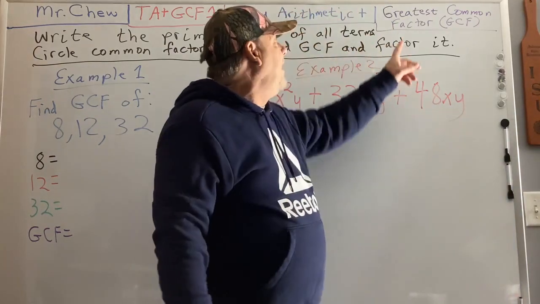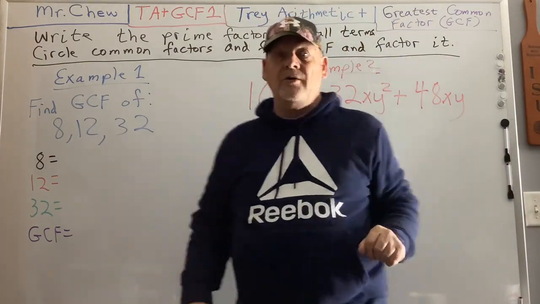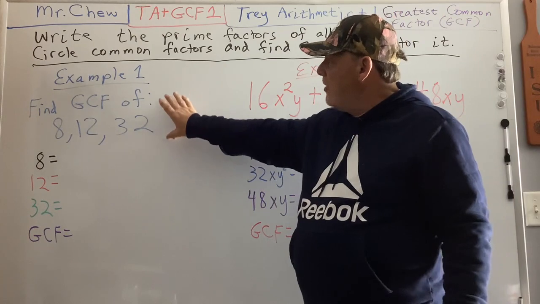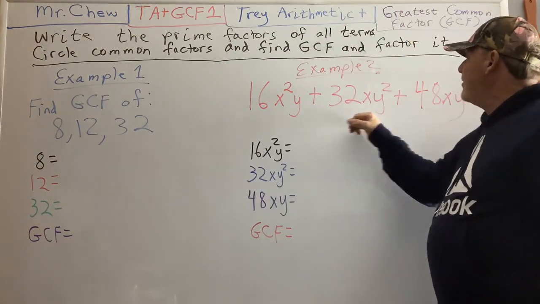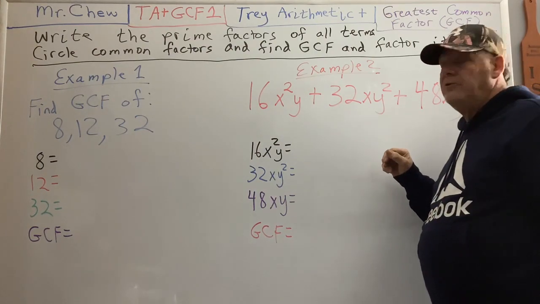Let's talk about finding the greatest common factor. In example 1, we're going to find the greatest common factor of 3 numbers. And in example 2, we're going to factor out the greatest common factor.